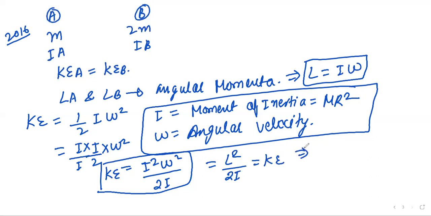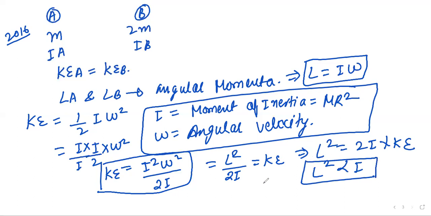So you can directly observe that, take this here. You will take L square as 2I into kinetic energy. So you can observe that L square is directly proportional to moment of inertia. So angular momentum square is directly proportional to moment of inertia, right?